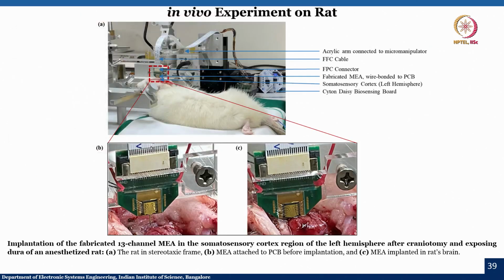In this case, what you can see is an actual photo of the rat during the experiment, and you can very clearly see how the acrylic arm is connected to the micromanipulator, to which there is an FFC cable attached, there is an FPC connector, and to which there is a fabricated MEA wire bonded to the PCB. There is the somatosensory cortex on which the device needs to be placed or implanted, and then there is a Cytron Daisy board. Now, B shows that we are ready to implant, and C shows that the needle is inside the rat's brain.